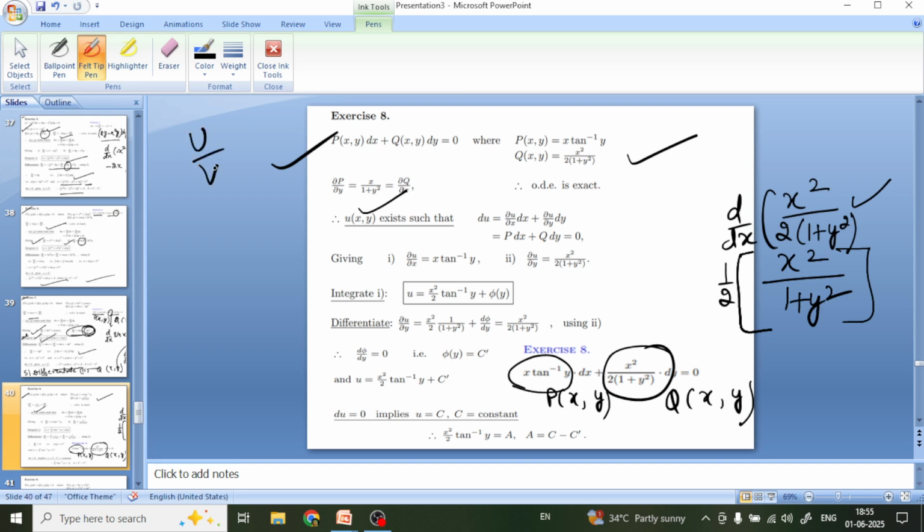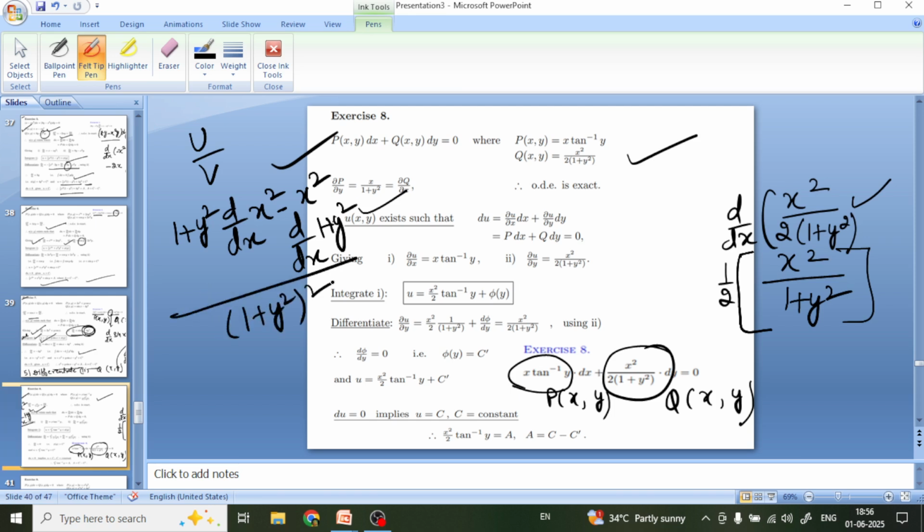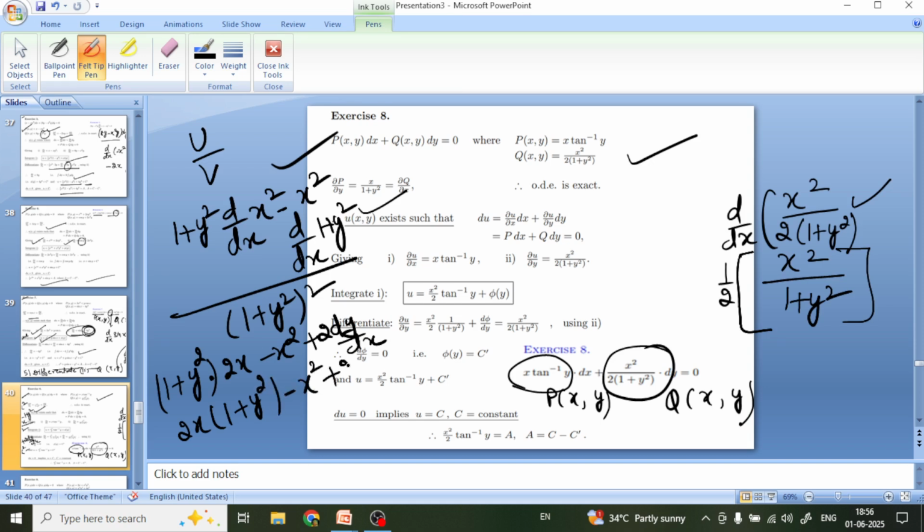You can take it u over v, like 1 plus y square, derivative of x square, minus x square, derivative of 1 plus y square, over v square, 1 plus y square's whole square. 1 plus y square into 2x minus x square, and plus 2y over dx, and it will be 2x into 1 plus y square minus x square plus 2 dy over dx over 1 plus y square.